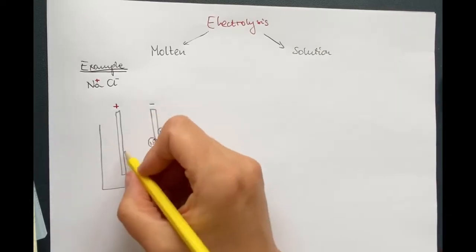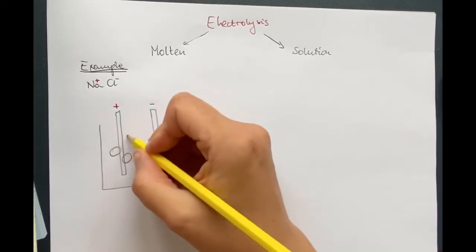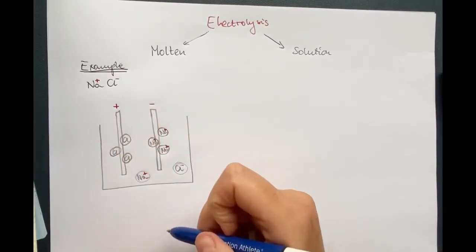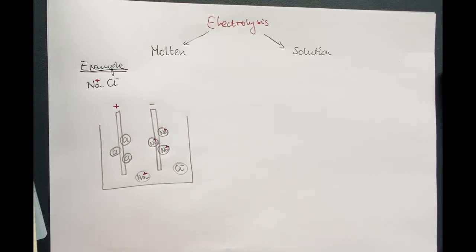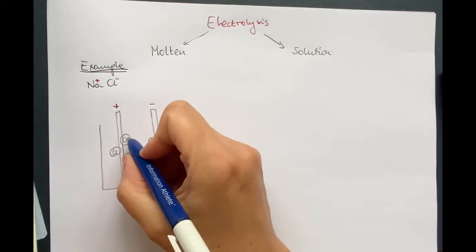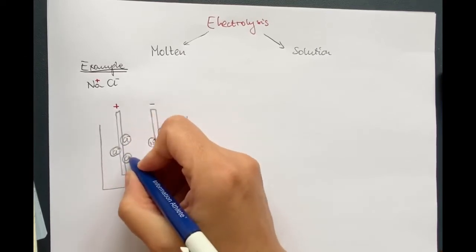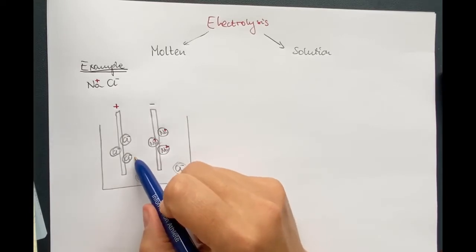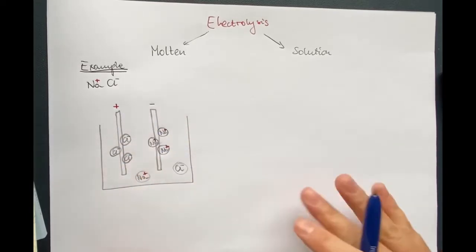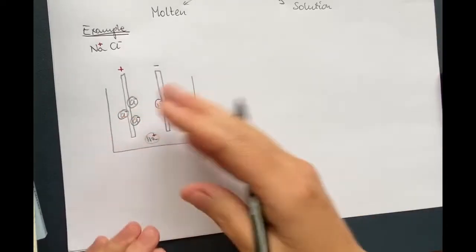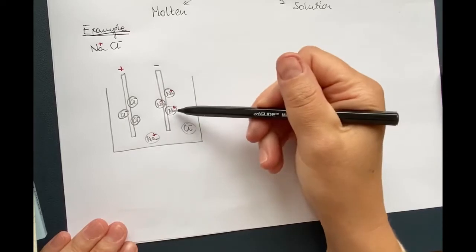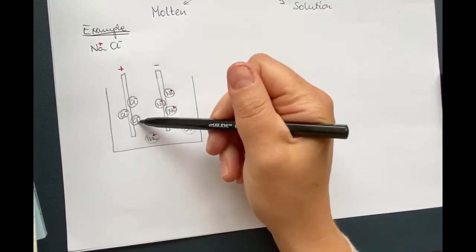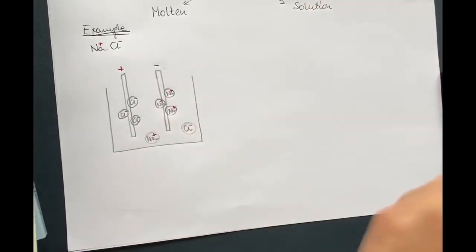On the positive electrode, we're going to have ions of chloride, because it's an ion. Chlorine is an atom. So chloride ions are attracted to the positive electrode because chloride is negative, and opposite charges attract. Key points: positive ions of sodium are attracted to the negative electrode because opposite charges attract. Chloride ions are attracted to the positive electrode because opposite charges attract.